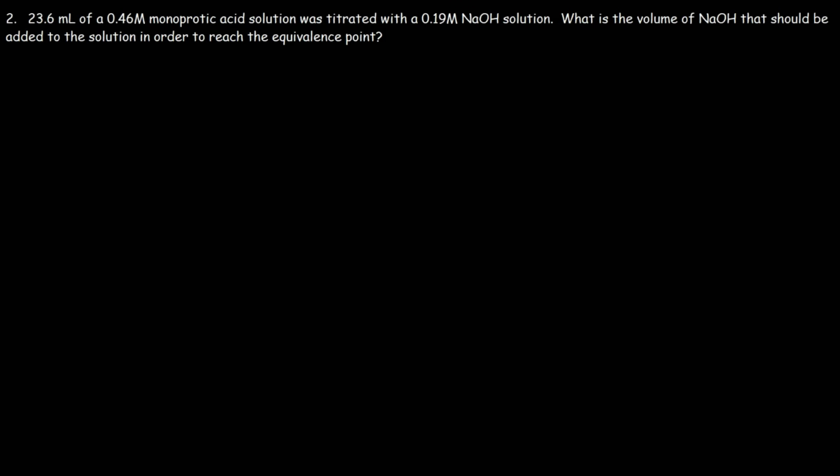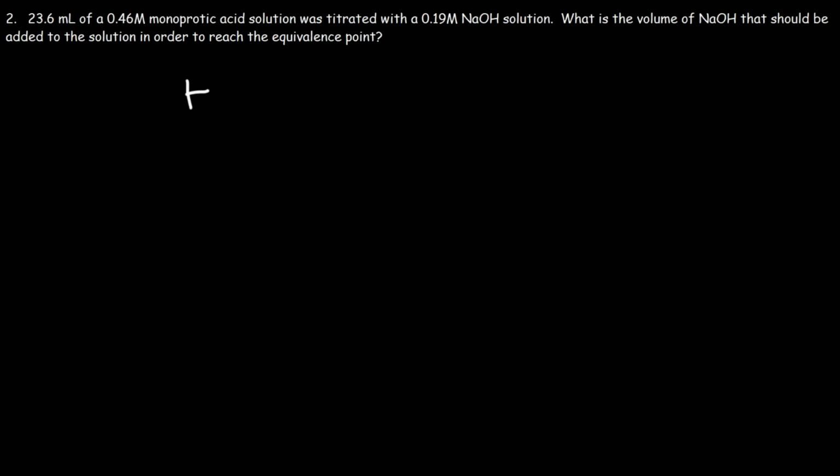Number 2, 23.6 milliliters of a 0.46 molar monoprotic acid solution was titrated with a 0.19 molar sodium hydroxide solution. What is the volume of NaOH that should be added to the solution in order to reach the equivalence point?